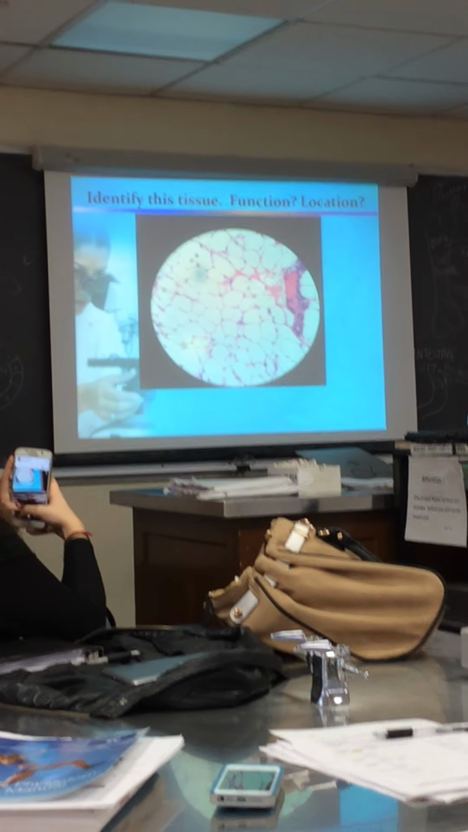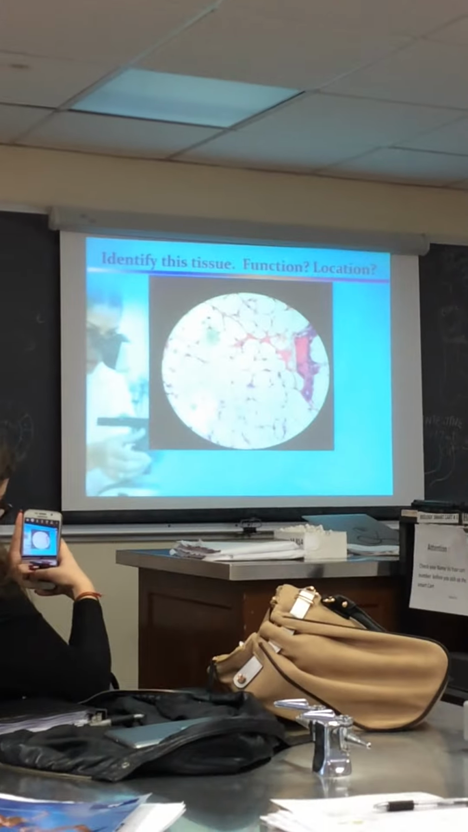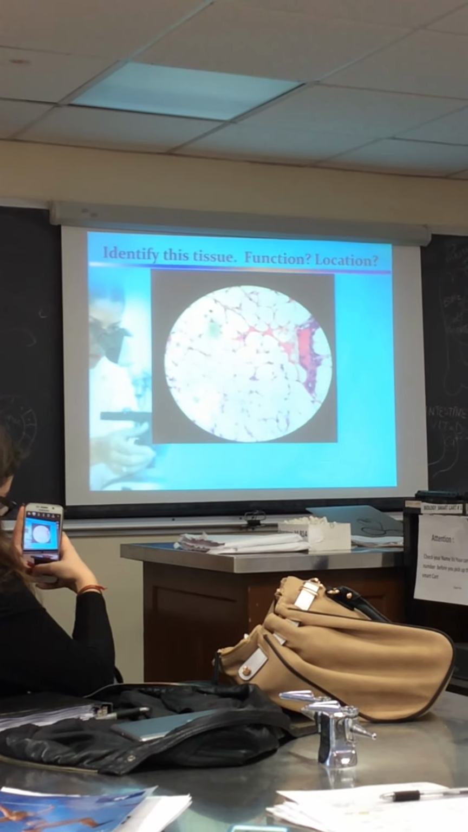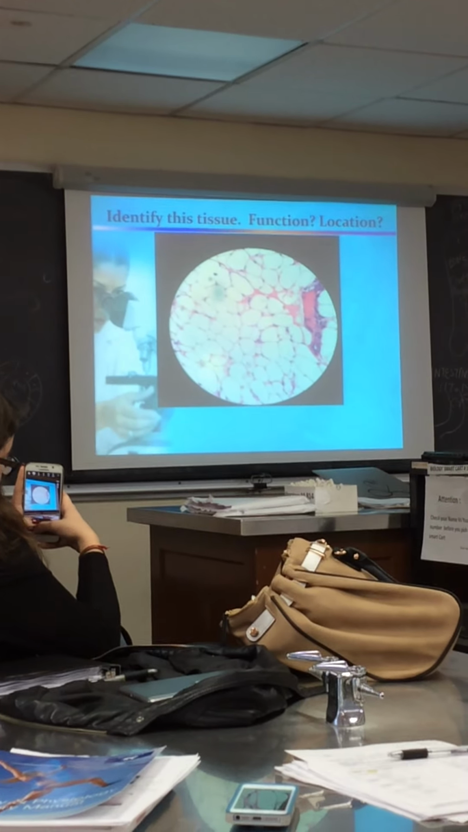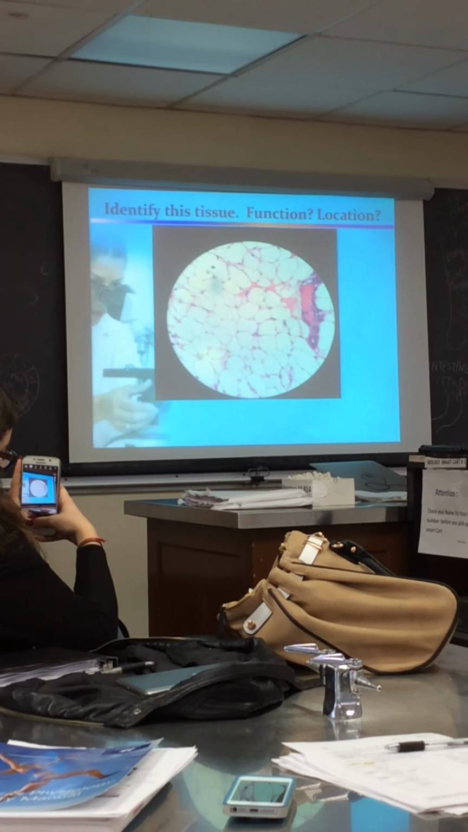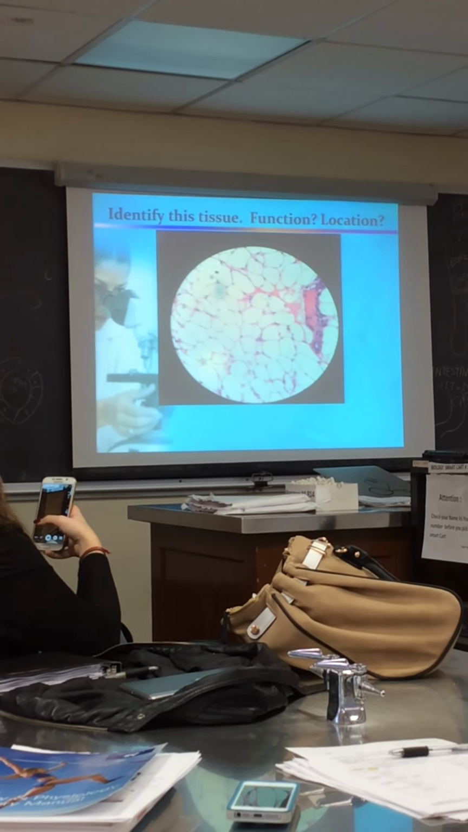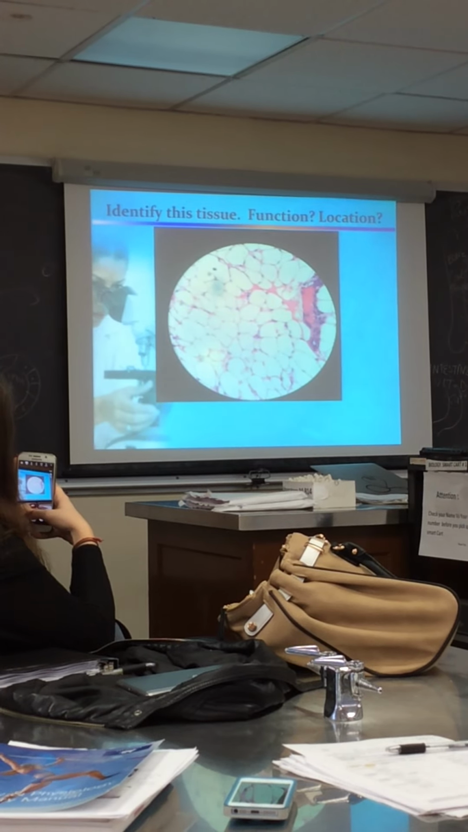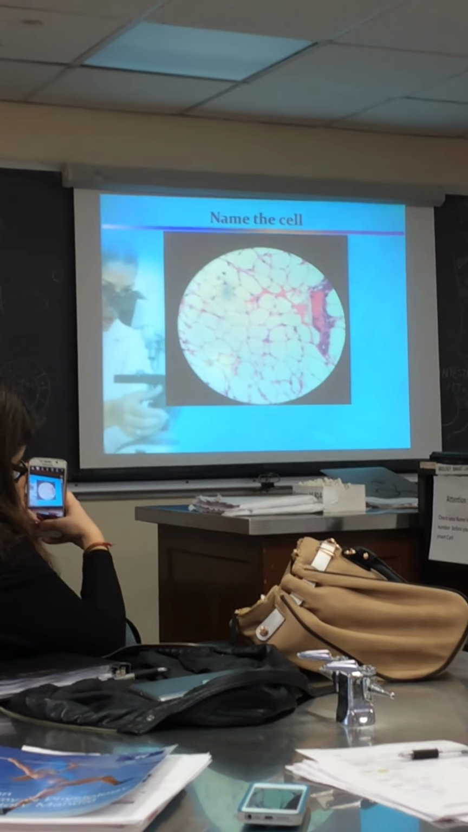So this tissue is what? Adipose tissue. Function? Fat storage, insulation, protection, thermal regulation, energy reserve. Okay. Location? Breast, thigh, around the eye, around the kidneys, because it cushions those delicate organs, and in the hypodermis of the skin. Right? So this is adipose tissue.